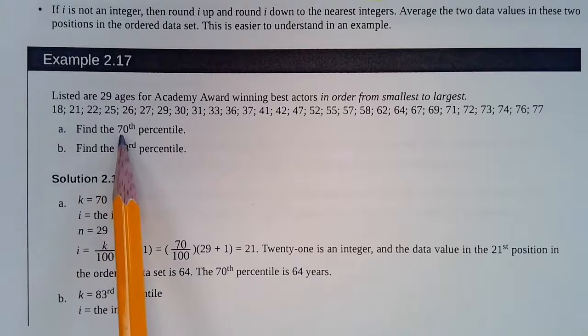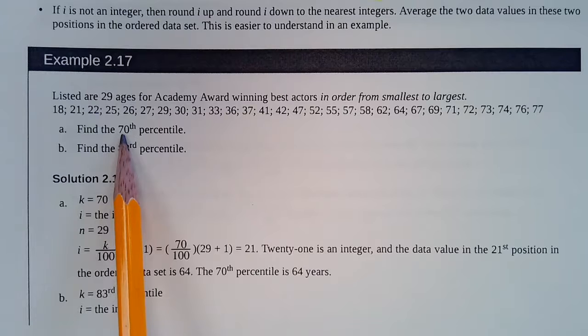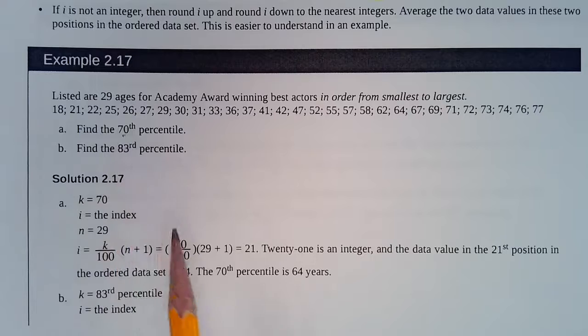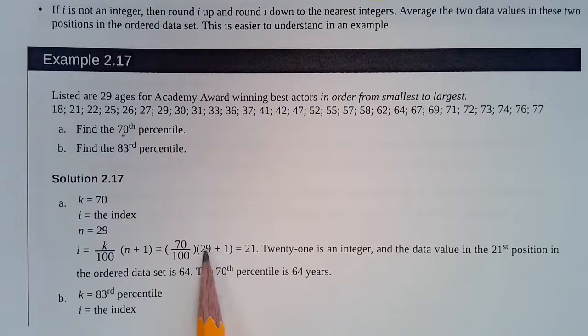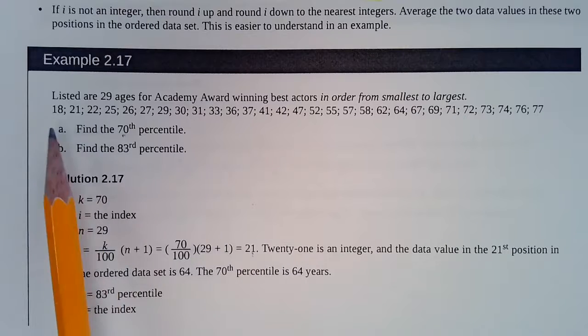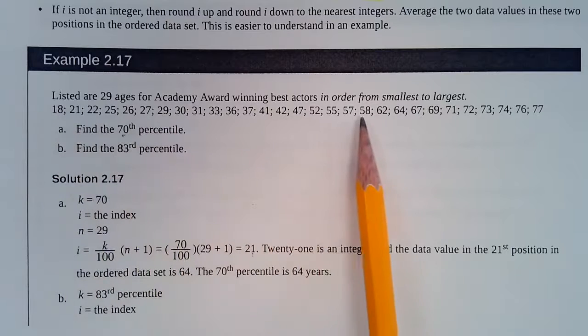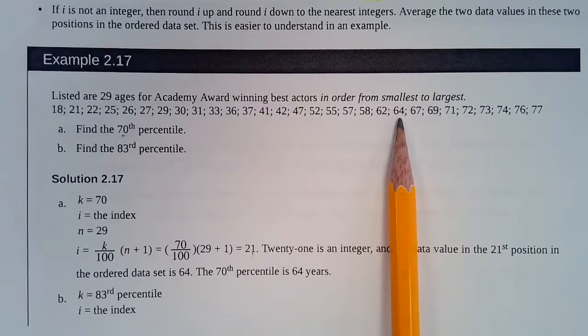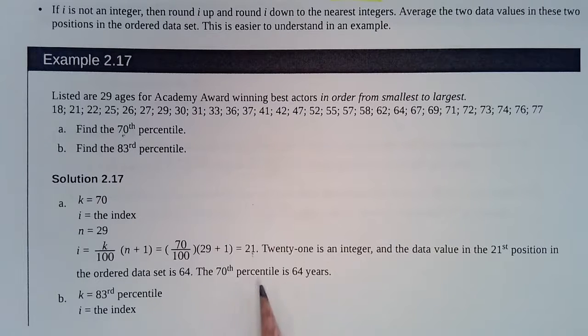If we're looking for the 70th percentile, I'm going to put 70 in for k. So 70 divided by 100, and then I multiply that by my 21 entries plus 1, and we're going to get 21. That's telling me the location. So I go into my list and count up to 21 numbers, and in the 21st spot is 64. So the 70th percentile, the data value that goes with that, is 64 years of age.